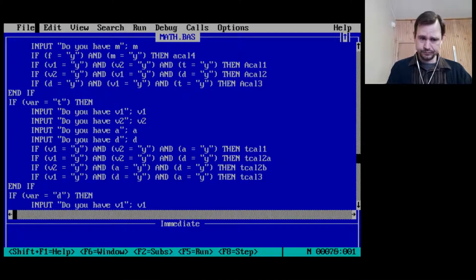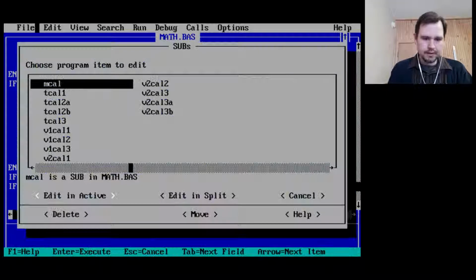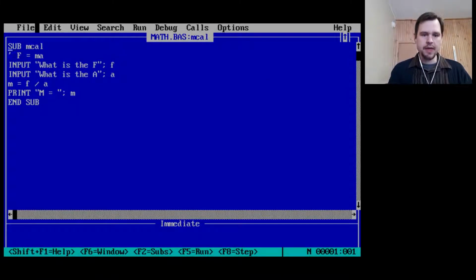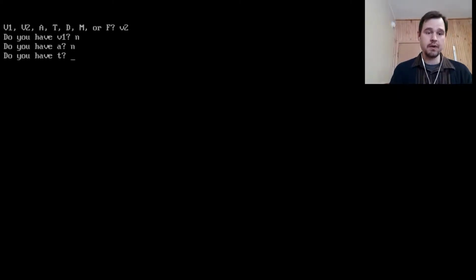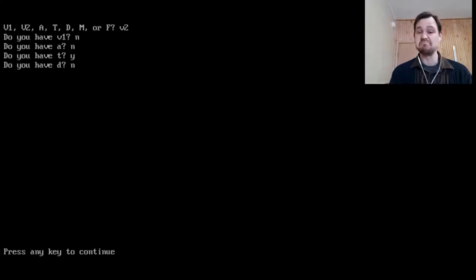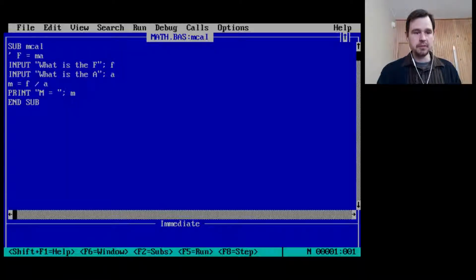So anyway, this keeps going and keeps going. If you're looking for M, there's only one way to calculate the mass, and that's if you have F and A. So what happens if I wanted to do V2, but I don't have V1, and I don't have A. Yes, I have the T, but I don't have the D. You can't figure it out. You cannot figure it out with just that little information. Anyway, that's math.